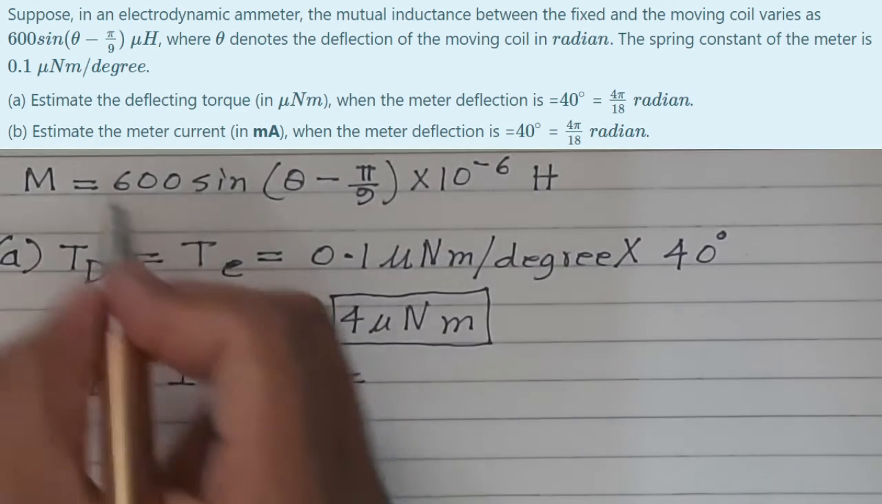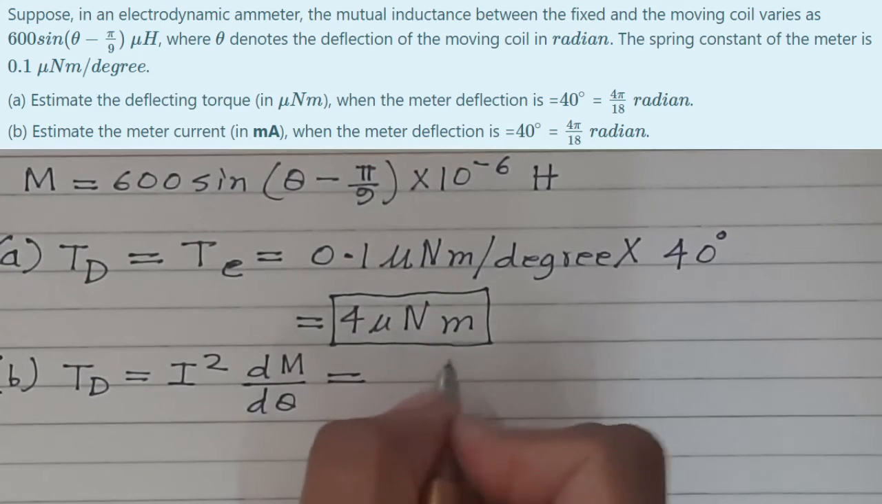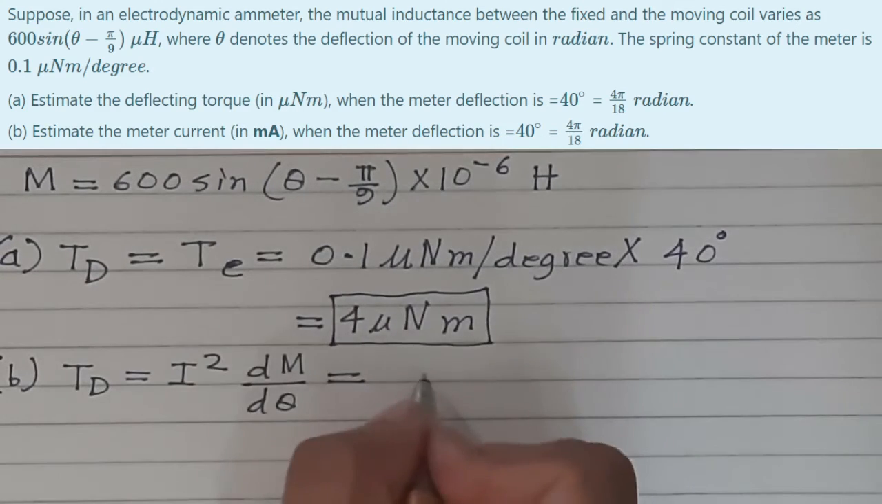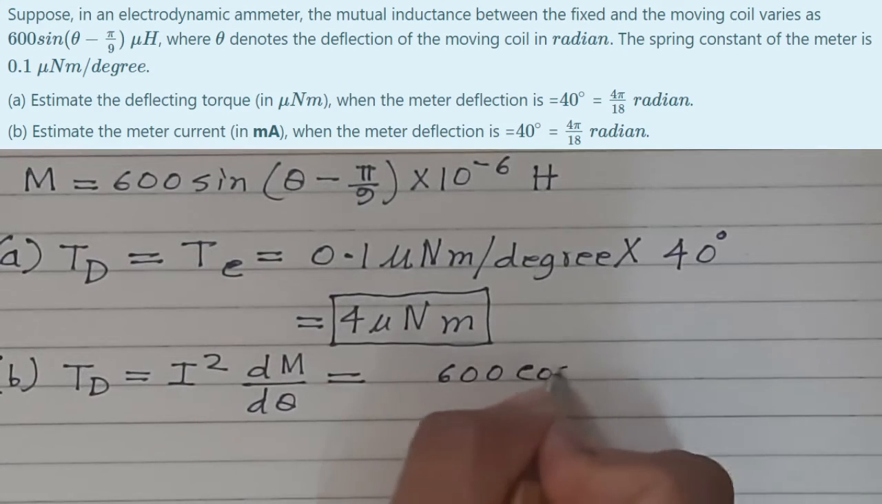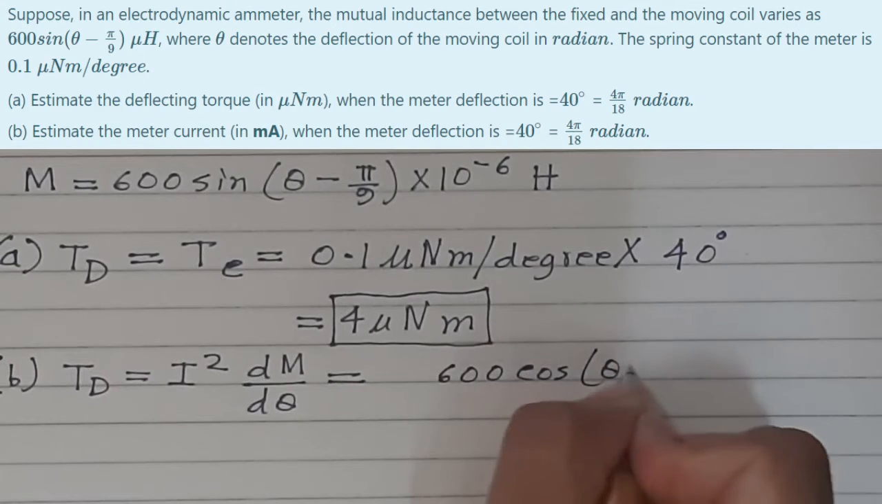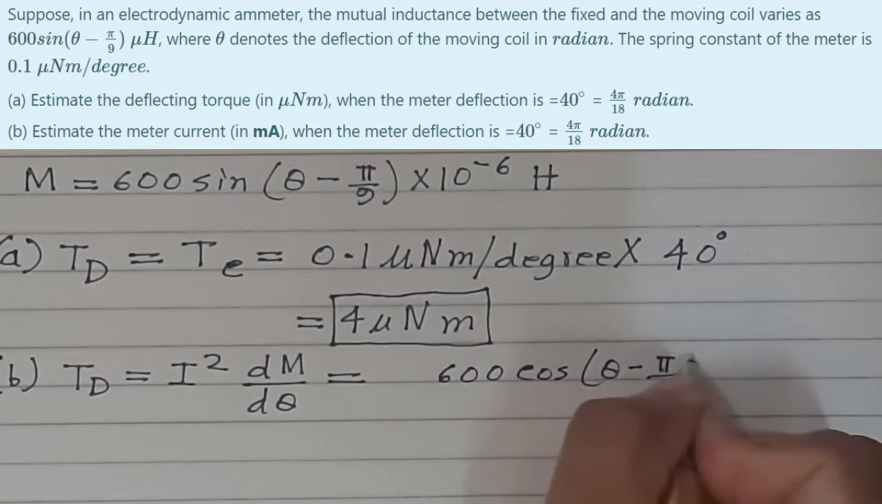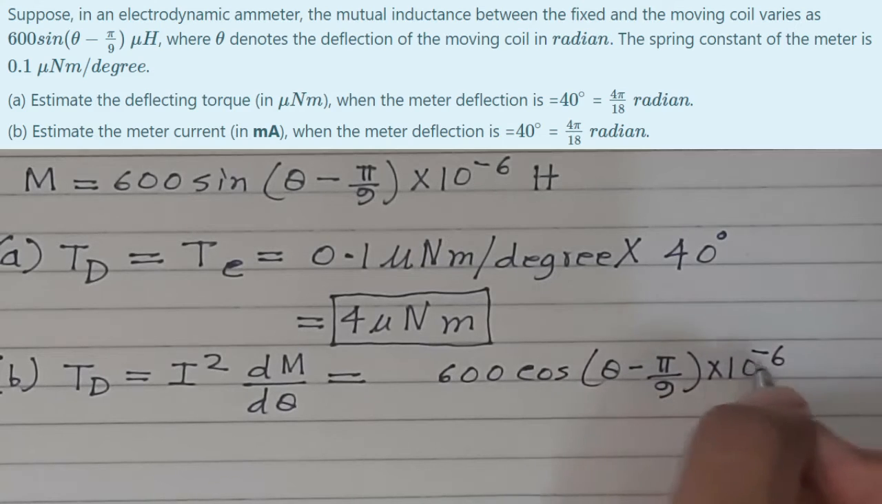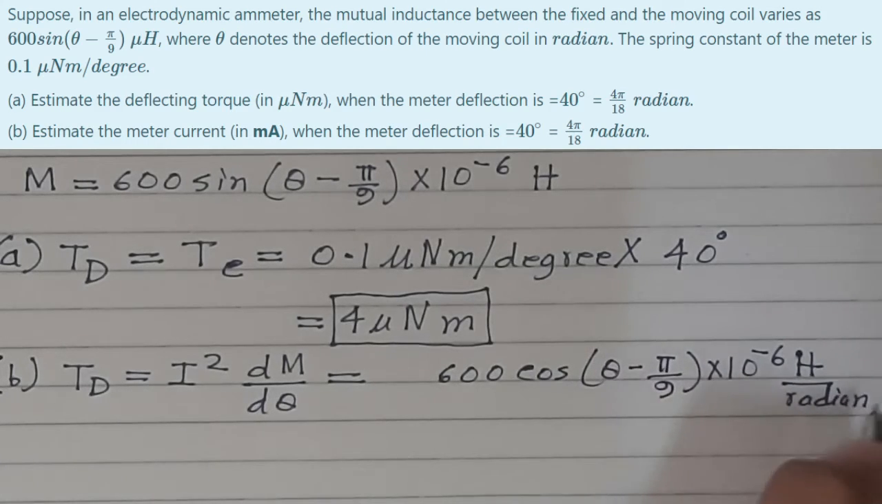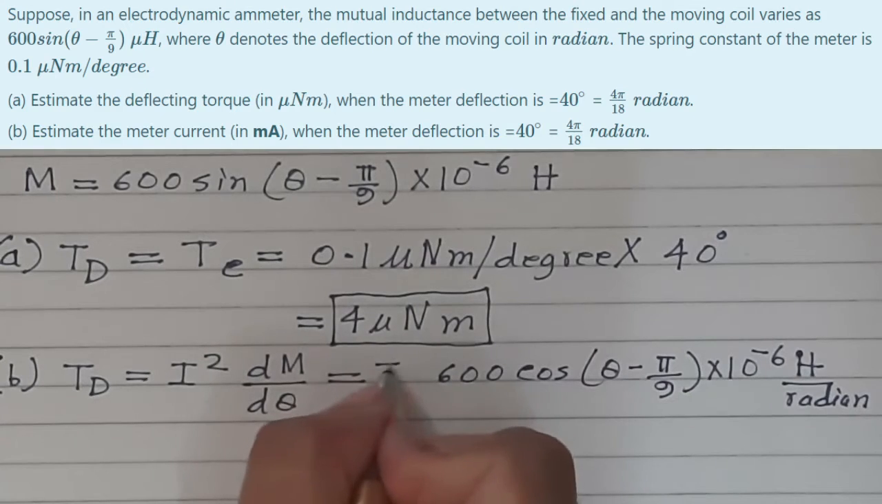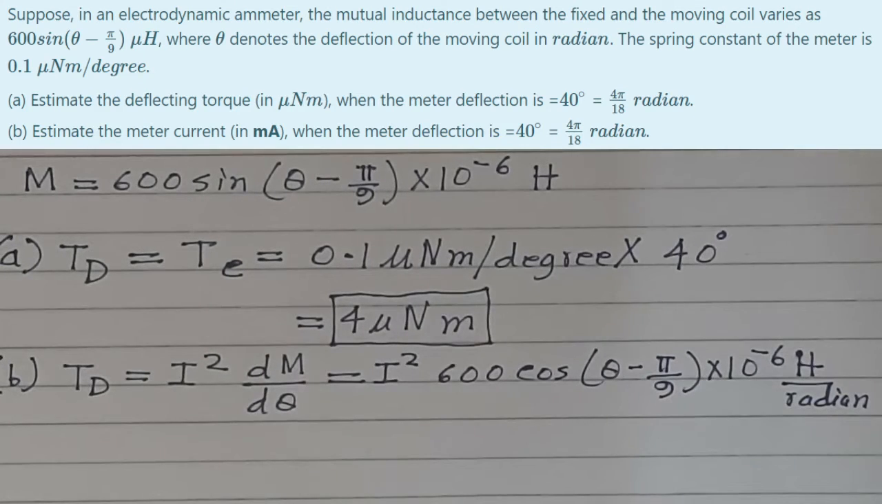Now the expression of M is given in the question here. So if you differentiate this expression, you will get dM d theta equal to 600 cos(theta minus pi by 9) into 10 to the power minus 6. This is in Henry per radian.